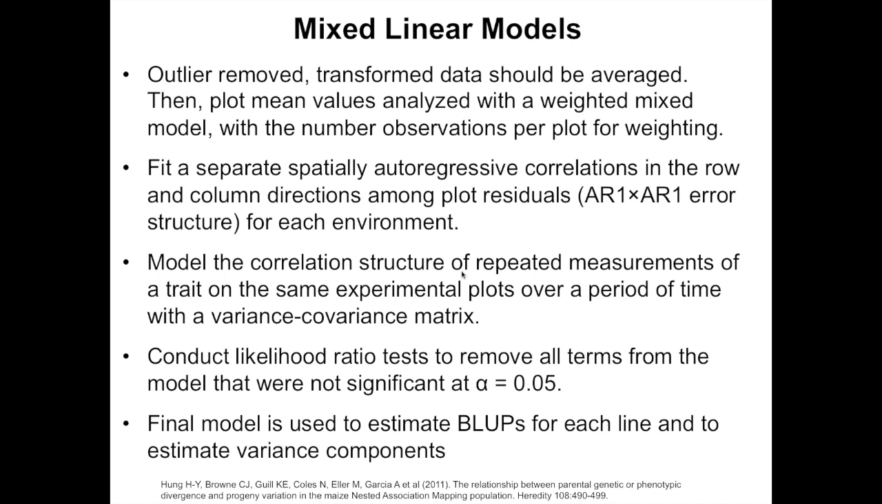So after we remove our outliers, we transformed our phenotypic data. What I was saying earlier is generally there are 8 or 9 readings per plot. So what we have been carrying out is we take a mean of those 8 to 9 readings per plot, and then we analyze it with a weighted mixed model, using the number of observations per plot as a covariate in the mixed model.